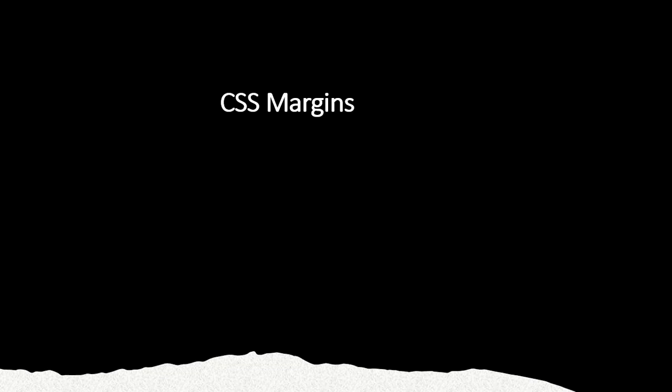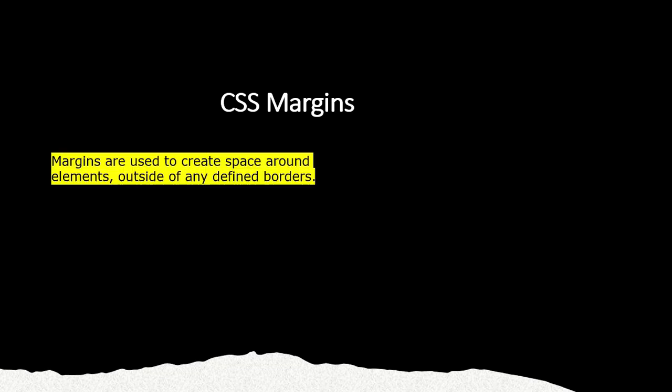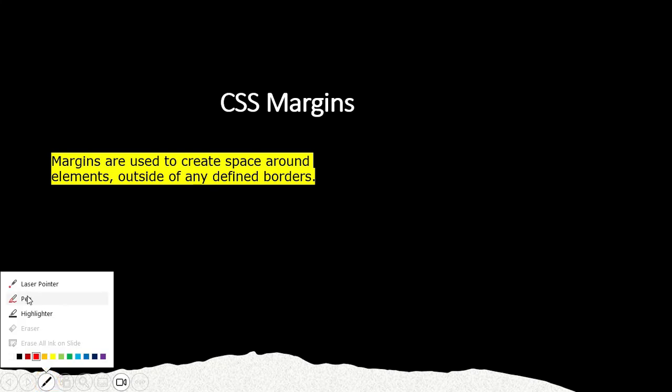Now let's talk about the CSS margin. You can see the definition here. Margins are used to create space around elements, outside of any defined borders. It means that it is the space outside of the border.